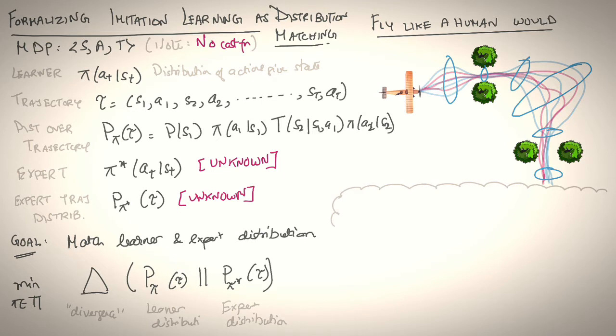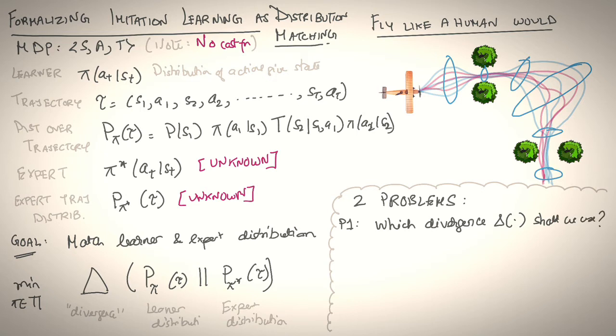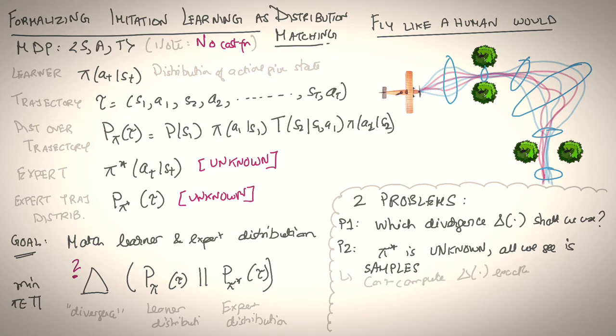Now, before we can proceed any further, right off the bat, we run into two main problems. First, which divergence delta should we use? Changing delta affects the nature of the optimization problem, so that's important to figure out. Two, pi star is unknown. All we get are samples from p pi star tau. So how can we compute delta exactly if all we have are samples?